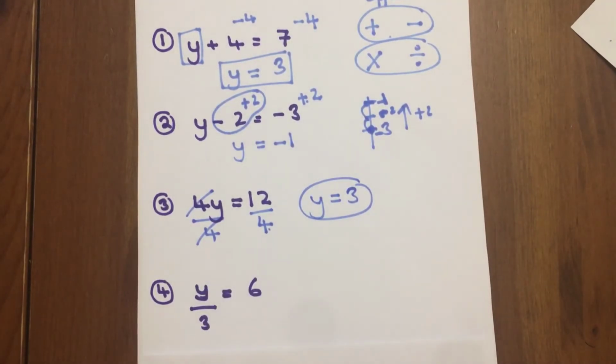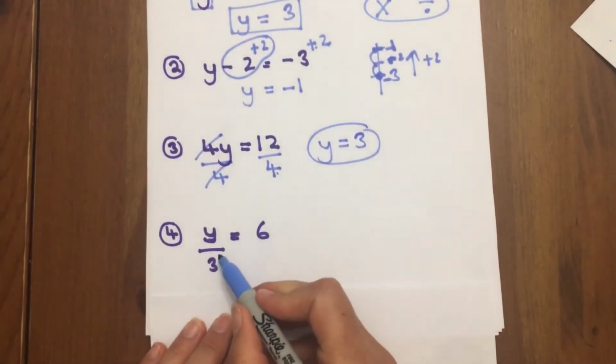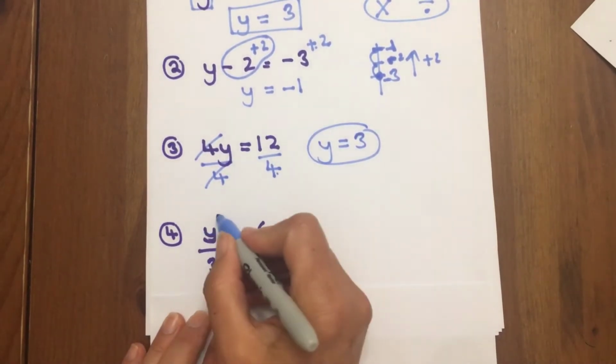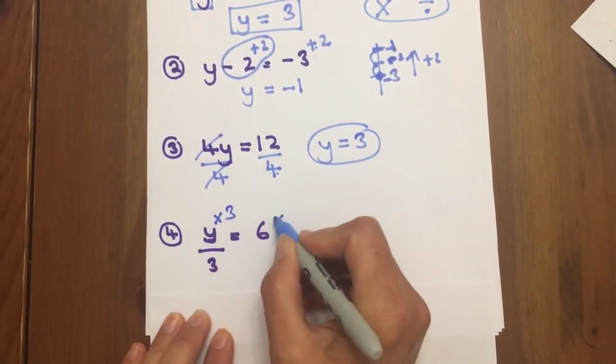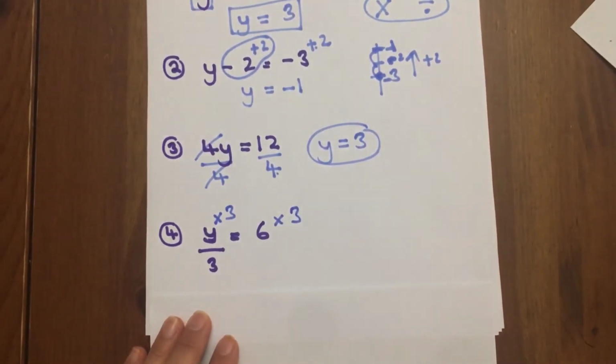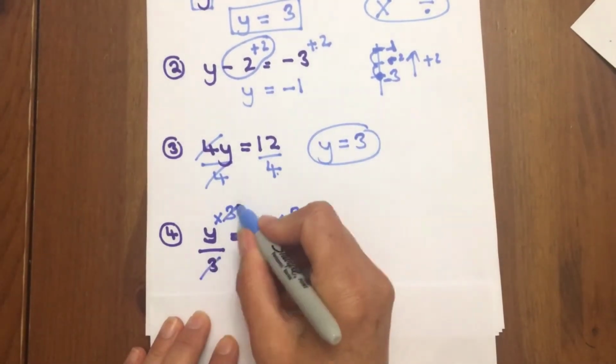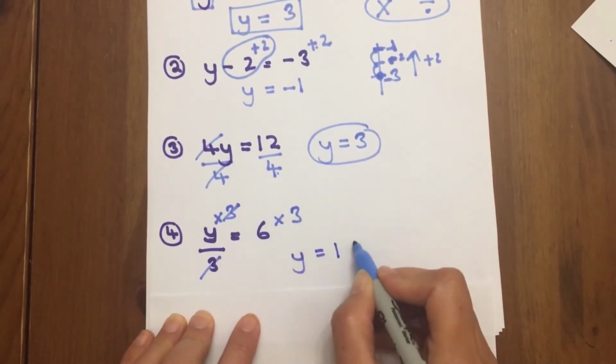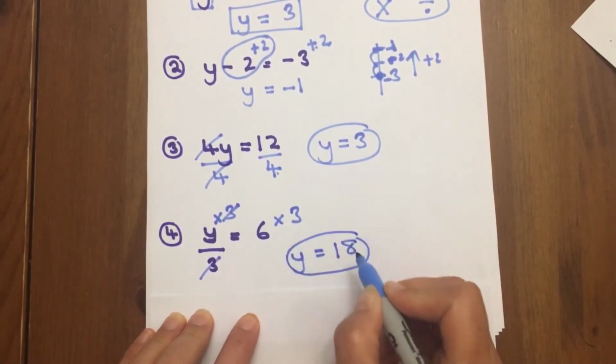Okay, this one. What's the opposite of dividing by 3? The opposite of dividing by 3 is times by 3. These will cancel out. So y equals 6 times 3, 18.